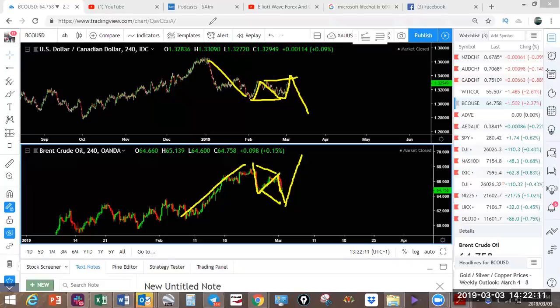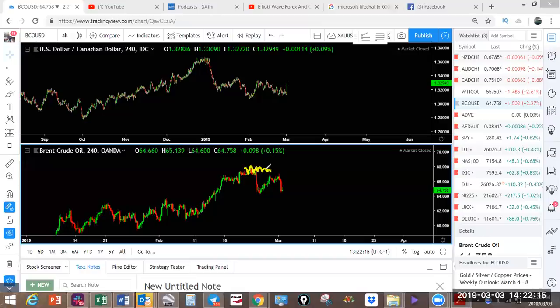What did I say last week on oil? On oil last week when we were here, I said this is going to make a corrective structure. So remember here, this is what I said. What I was saying about corrective structure, I didn't say which corrective structure it's going to be. Now look which one it has made. It has made this corrective structure. It looks like it's going to be a zigzag.